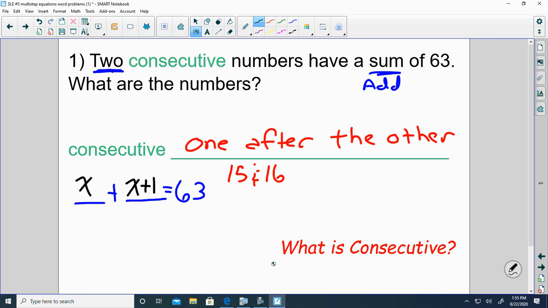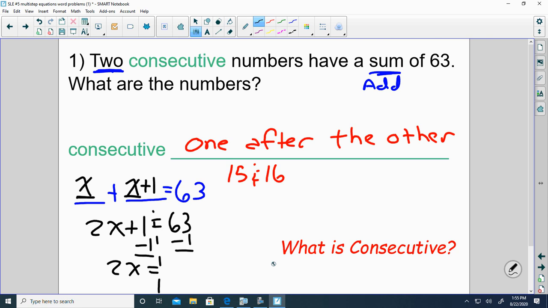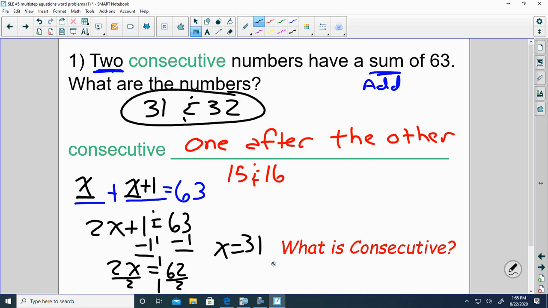From there, we're going to combine our like terms. So I have 2x plus 1 is equal to 63. Subtract 1 from both sides. So I get 2x is equal to 62. Divide each side by 2. How many times does 2 go into 62? Yeah, 31 times. So I have 31 and 32. If I add 31 and 32 together, does that add up to 63? Yeah.